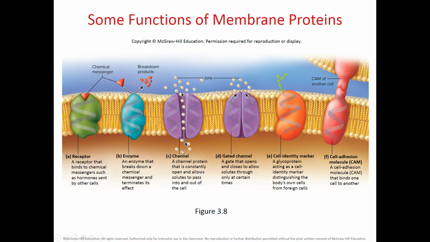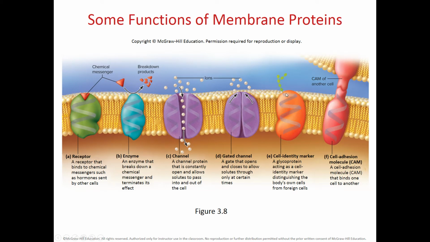Some channels are open, so they constantly allow the passage of electrolytes, for instance, and some of them are gated, so they can open and close, allowing selective passage of molecules at a given time. And they will not allow anything to come in, only what is specific for this channel. So we have, for instance, sodium channels, potassium channels, and calcium channels that only allow the passage of these ions.